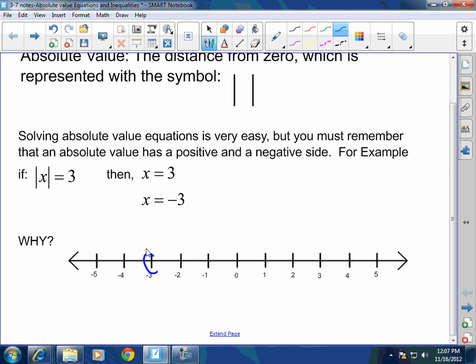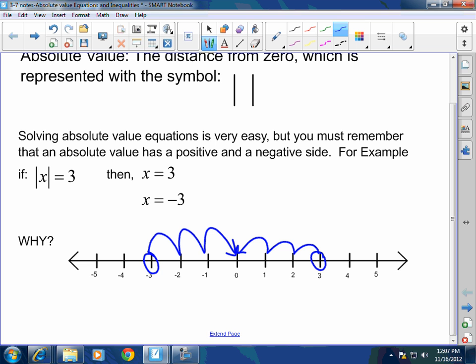Could the value have been negative 3? Yes, it is, because how far away from 0 is negative 3? 1, 2, 3 away. Doesn't absolute value describe the distance from 0? So what's the absolute value of negative 3? 3, it works. How about positive 3? How far away from 0 is positive 3? It's 1, 2, 3 units from 0. So both negative 3 and positive 3 have the same distance from 0. So therefore, absolute values have two sides, a positive side and a negative side.